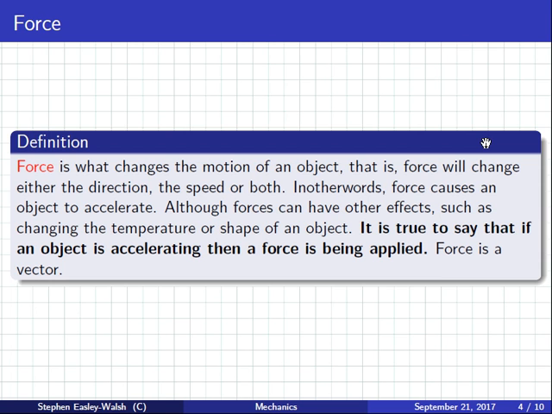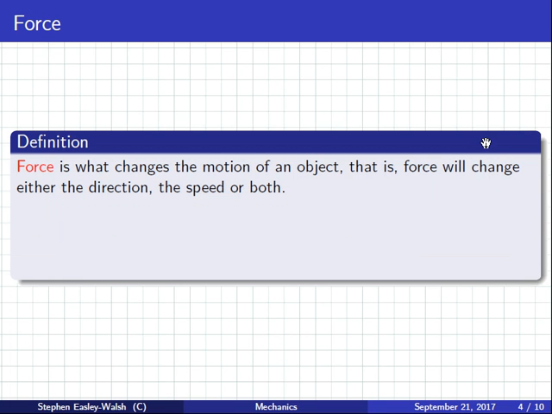And also, maybe you should write this part down. Force is a vector. Force is a vector. What you need for the exam really is this, and also that I said force is a vector. That's important.